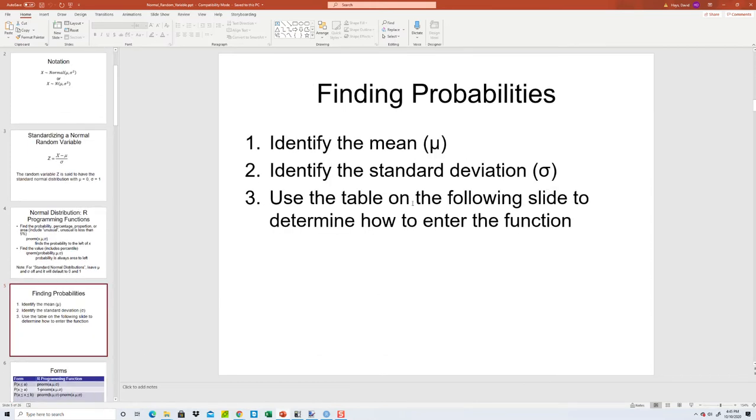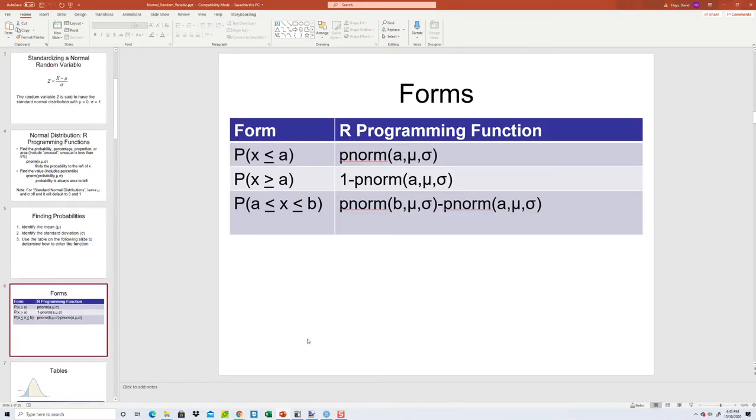Okay, generally, when we're using R to find probabilities, you identify the mean, that's mu. You identify the standard deviation, sigma. And those are usually given. And then use the table on the following slide to determine how to enter the function. So, if it's less than or equal to A or less than A, both of those are the same for this, use pnorm(A, mu, sigma). If the probability is x greater than or equal to A, you do 1 minus pnorm(A, mu, sigma). And if it's the probability between A and B, and these can be less than or less than or equal to, or greater than or equal to, it does not matter if the lines are underneath, it's still the same formula: pnorm(B, mu, sigma) minus pnorm(A, mu, sigma).